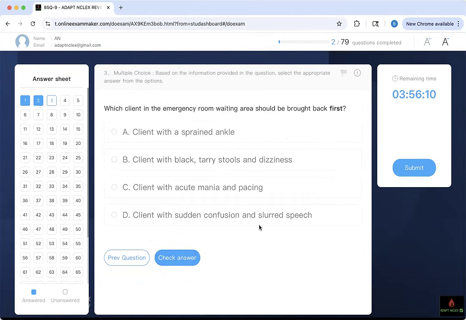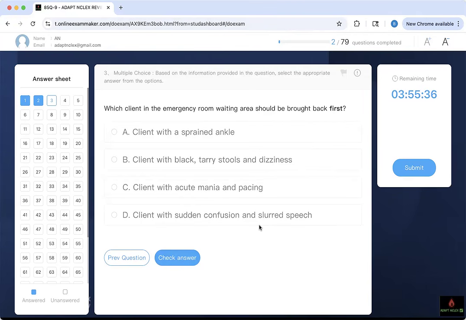Number 3, same thing, prioritization. Which client in the emergency room waiting area should be brought back first? Who do we need to see first so that we don't get into trouble, right? A client with a sprained ankle. What do you think? Client with black tarry stool and dizziness. Client with acute mania and pacing. Client with sudden confusion and slurred speech. Who do you think needs your help? Who is more dangerous? You pause the video, you pick an answer choice, and then you play.